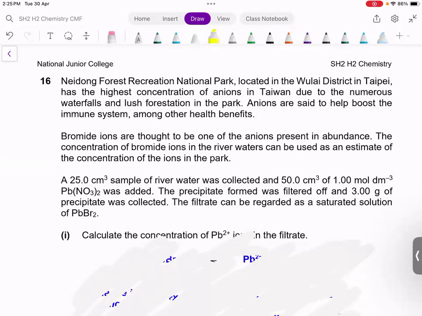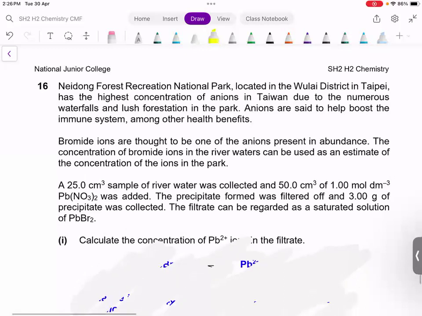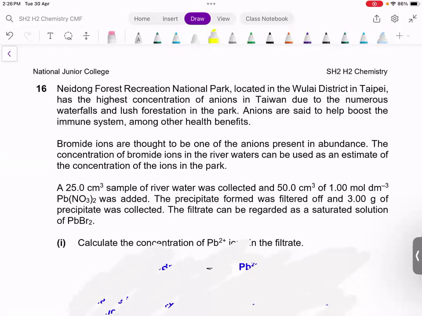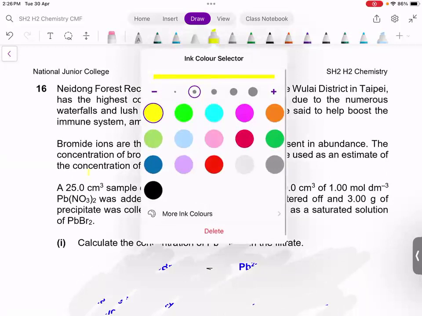No, you read the whole question. 25 cm³ of the river water was collected, 50 cm³ of lead nitrate was added. The precipitate formed was filtered off, 3 grams of the PPT. Okay, so you have to recognize that all nitrates are soluble. Yeah, so it's the lead 2 plus and bromide. Then there's this part here, the previous paragraph.